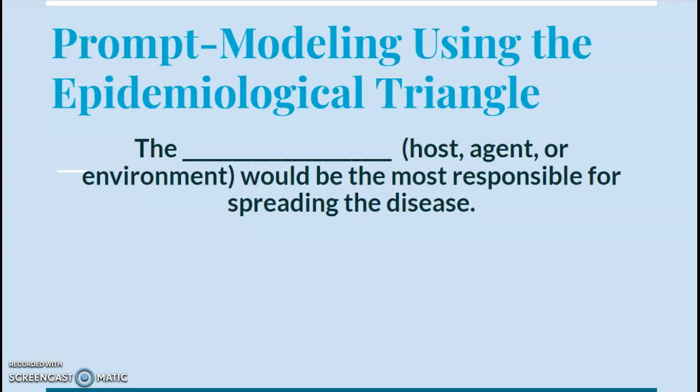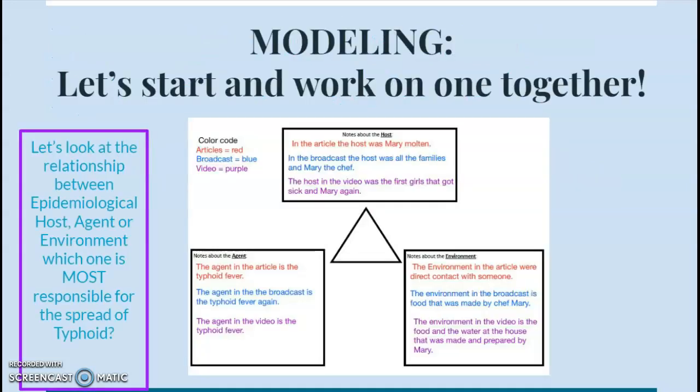So here's the prompt. The blank, either the host, agent, or the environment, would be the most responsible for spreading the disease. So I'm going to show you how I would pick, or actually Dr. Welsh is going to show you here how she would pick which one of those things that she's going to answer, and then show you how she creates her argumentative writing assignment. So here you can see a filled in epidemiological triangle.